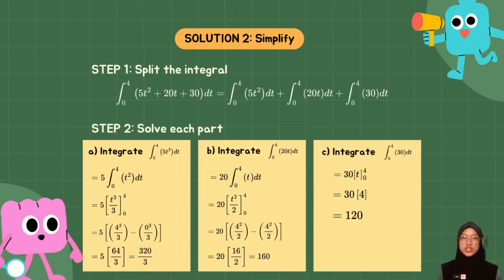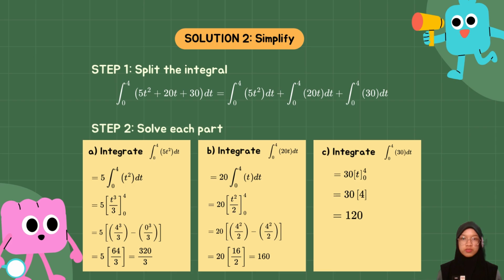So the next solution is simplify. So step 1, we split the integral into the integral between 0 and 4 of 5t squared dt, plus the integral from 0 to 4 of 20t dt, plus the integral from 0 to 4 of 30 dt. Then step 2 is we solve each part.